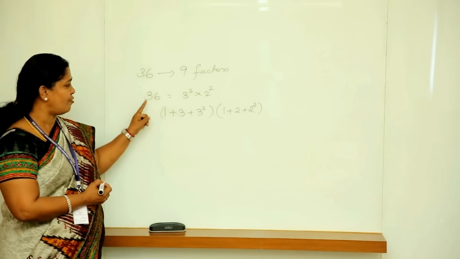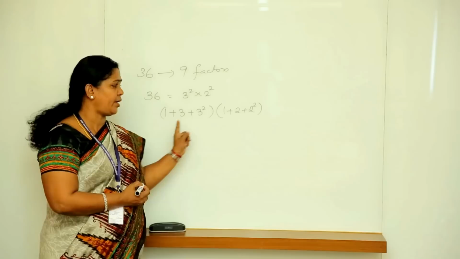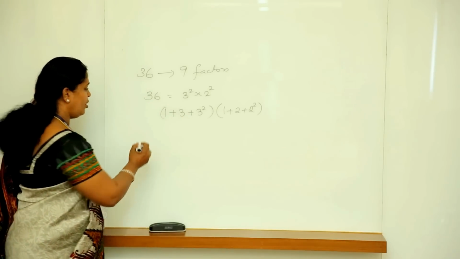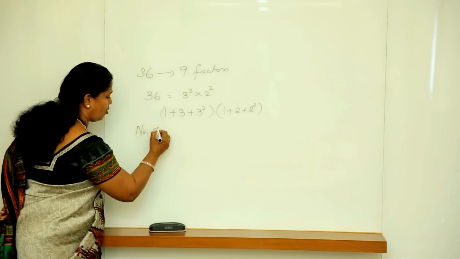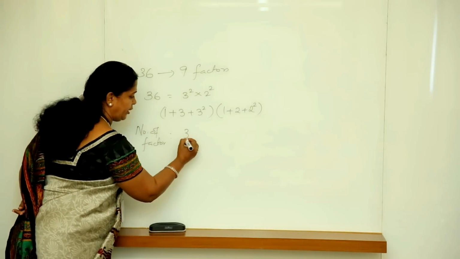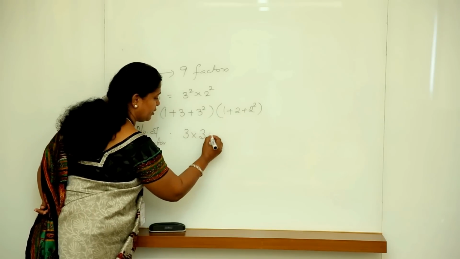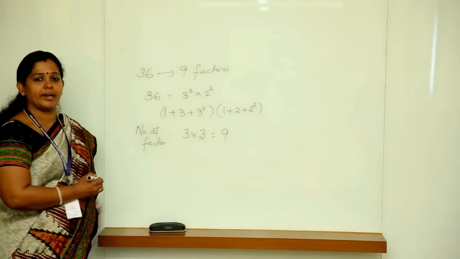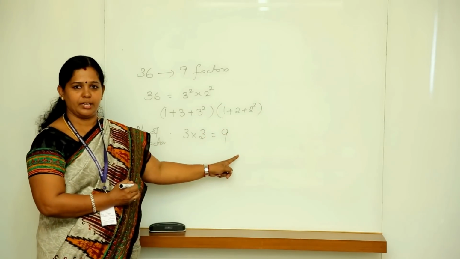This is the concept for writing this 3 square into 2 square as this. Now to find the number of factors of 36, these 3 terms combined with these 3 terms totally give us 9 terms. So 36 has 9 factors.